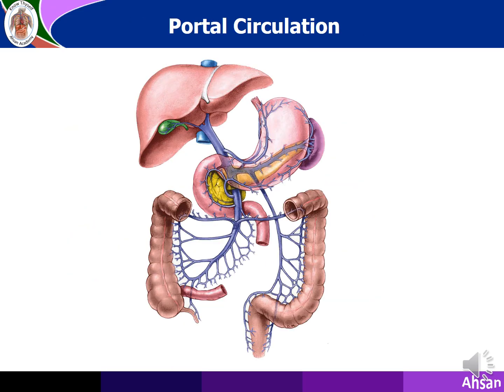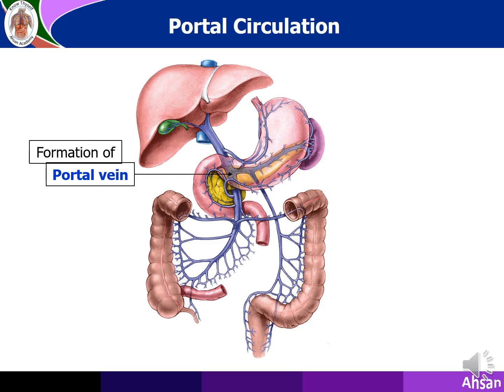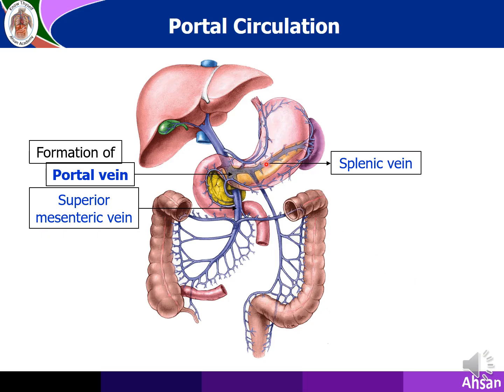Let us start with portal circulation. You can see this is the portal vein. Here it is formed, and this one is the superior mesenteric vein, and this one is the splenic vein. So the splenic vein and superior mesenteric vein together form this portal vein. This one is the inferior mesenteric vein, which opens into the splenic vein. So there is variation of the arterial route and the venous route.